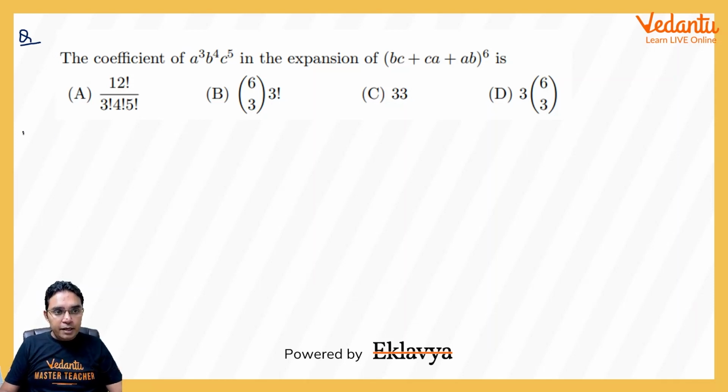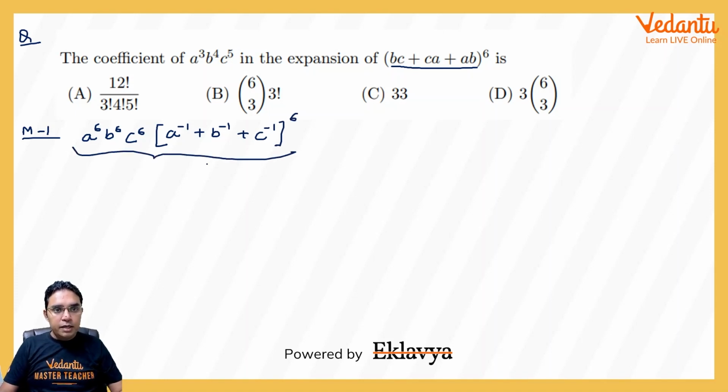So my first method, method 1, is that I take abc common from inside. Because the power is 6 on this bracket, outside it will be a power 6, b power 6, c power 6, and we will have here (a power minus 1 + b power minus 1 + c power minus 1) whole raised to the power 6.